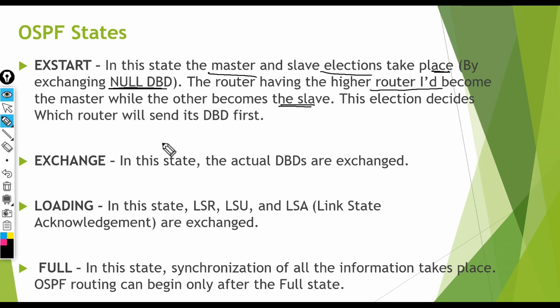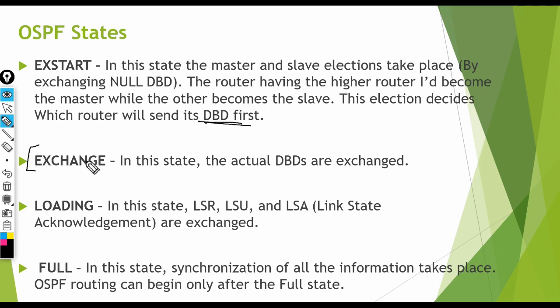And this election decides which router will send the update first. That's very important, because once the routers have formed the neighbor relationship, they will say, hey, I will send the update first, I will send the update first. They will say, no, let's go for an election of master and slave. So the router with the highest router ID will become the master, and that router will send the update first, and later on your slave will send the update to that. So this is what you have decided.